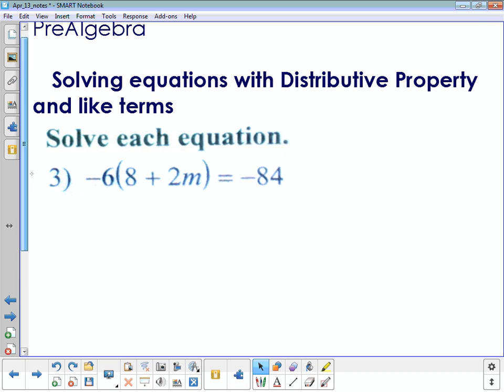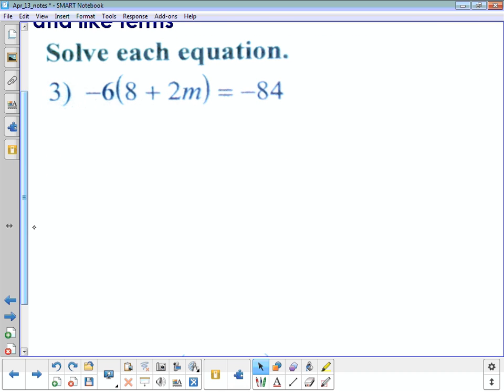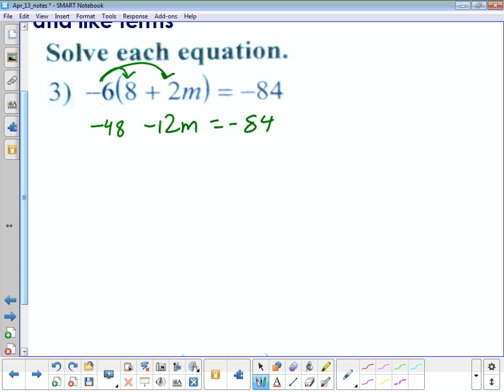Okay, so we got to solve each equation. The first thing I'm seeing here is I have a number outside the parentheses group. So the best thing to do is make sure I do every one of these problems the same way. I would want to start by doing the distributive property, which means I need to take the negative 6 times the 8 and get a negative 48, and take the negative 6 times the positive 2, which gives me a negative 12m. Now that equals a negative 84.